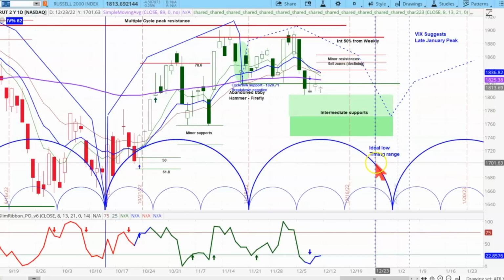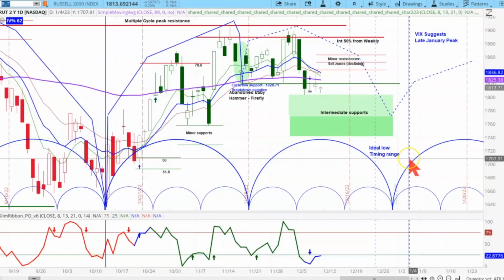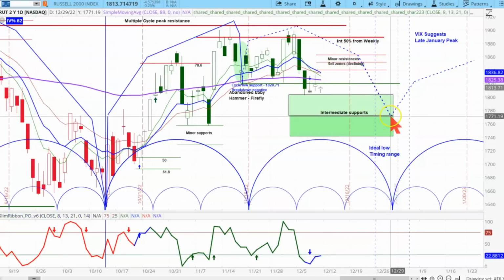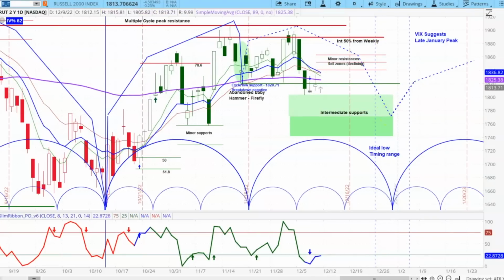Again, the ideal low timing range is somewhere over here around 12, just a day before Christmas to a day or two after New Year's. So this all points to a weak negative period through December. It's all lining up very, very well.